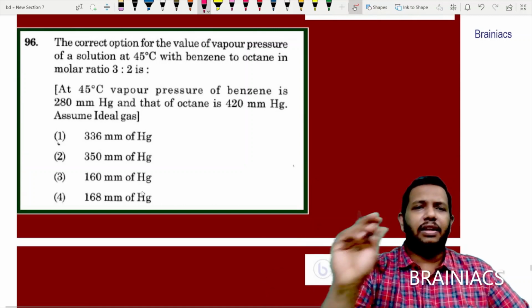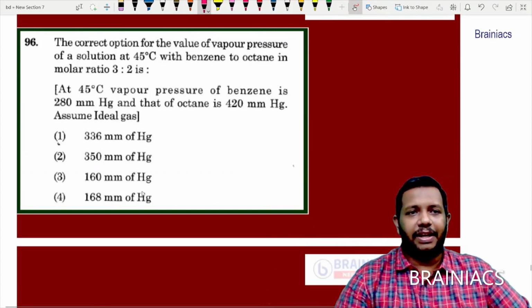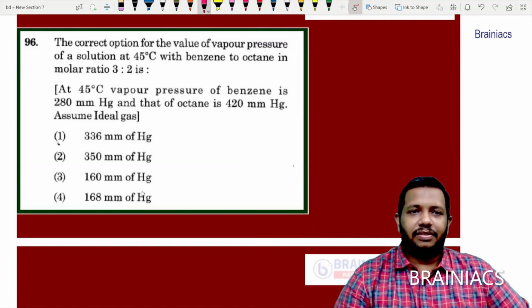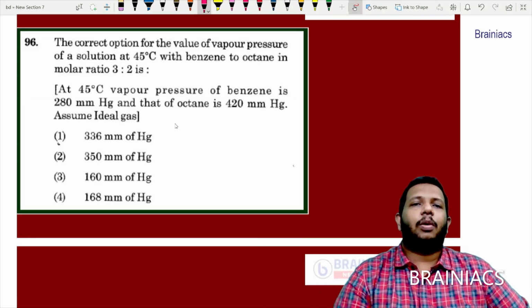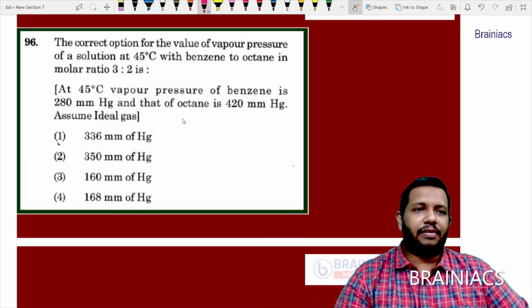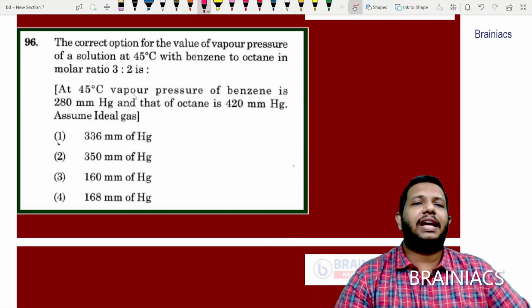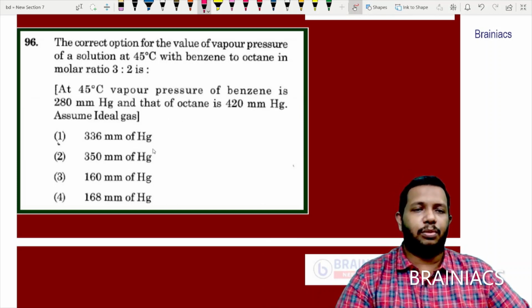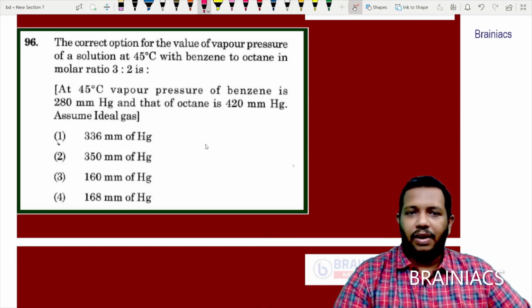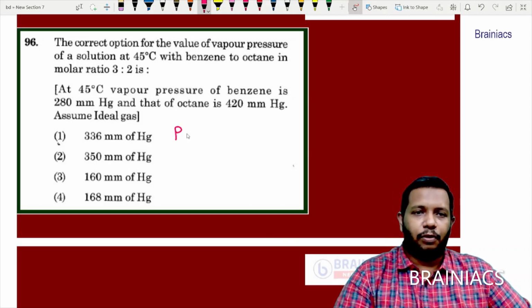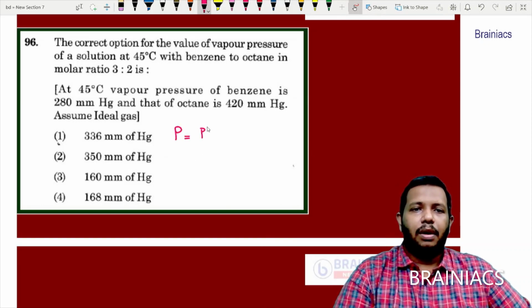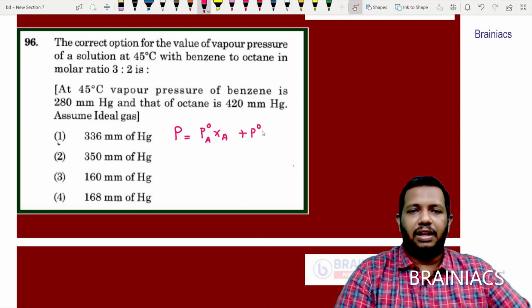Let's switch to the next question. The next question is also from the chapter, can you tell me? From the chapter solutions. So we can do that. The correct option for the value of the vapor pressure of a solution at 45 degrees Celsius with benzene, to obtain the molar ratio given as 3:2. So we know that to find the total pressure here, how to apply the formula? P is equal to P0A XA plus P0B XB.